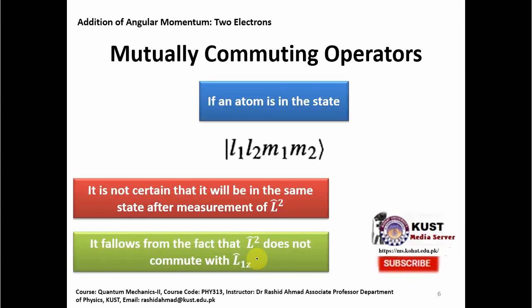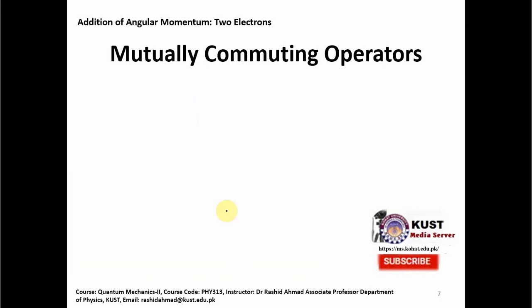So as I have already said, L square does not commute with L1Z, so it is not certain that it will be in the same state. Therefore we are not able to further resolve this state. As I have already said, the point is in the commutation relations.